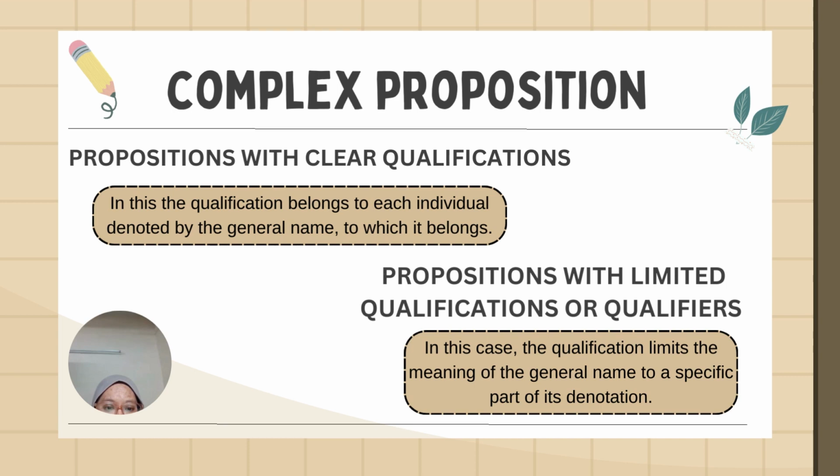In this case, the qualification limits the meaning of the general name to a specific part of its denotation. Thus, in the sentence, all nations which have been civilized have cultivated philosophy, the qualification does not belong to all the members of the class indicated. So not all the nations are civilized.